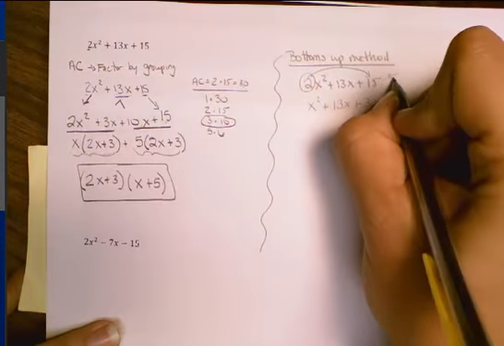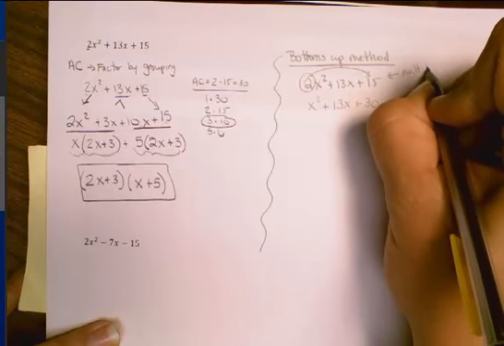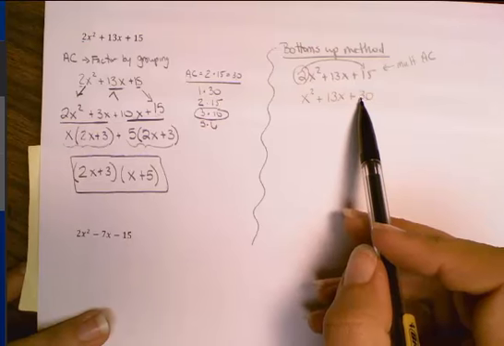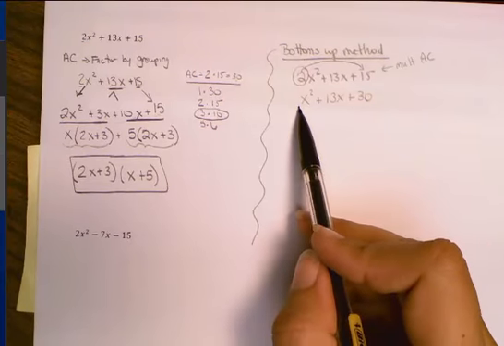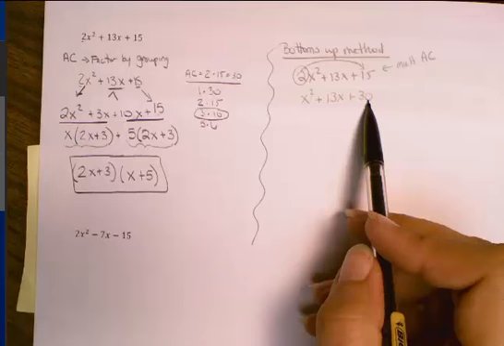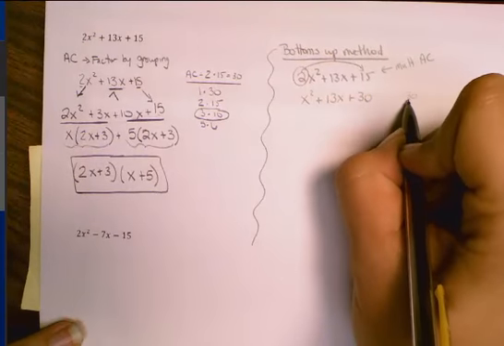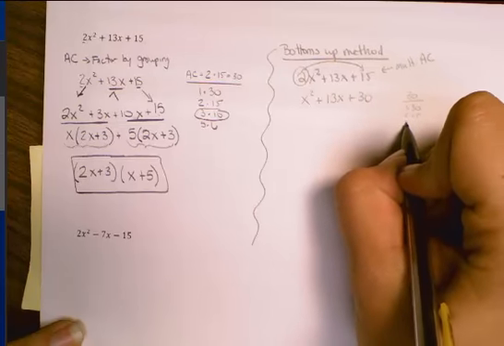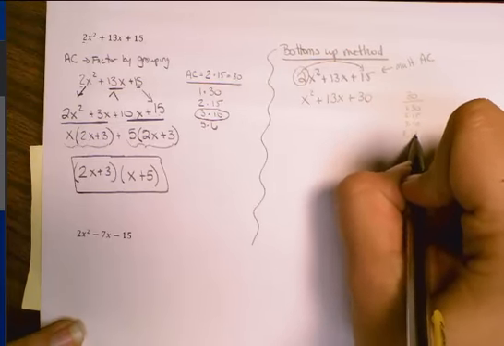Okay, so I multiplied a times c. Well, now we're back to how we have a coefficient of 1, so we can solve it the same way. Here we've got 30, so I'm going to make my list of all the multiples of 30. So we have 1 times 30, 2 times 15, 3 times 10, 5 times 6.